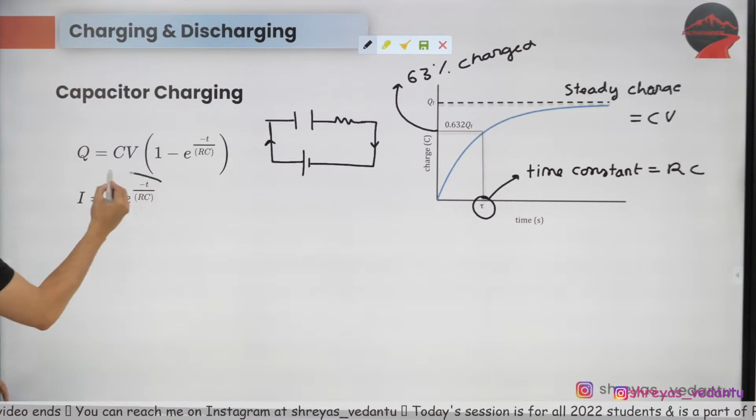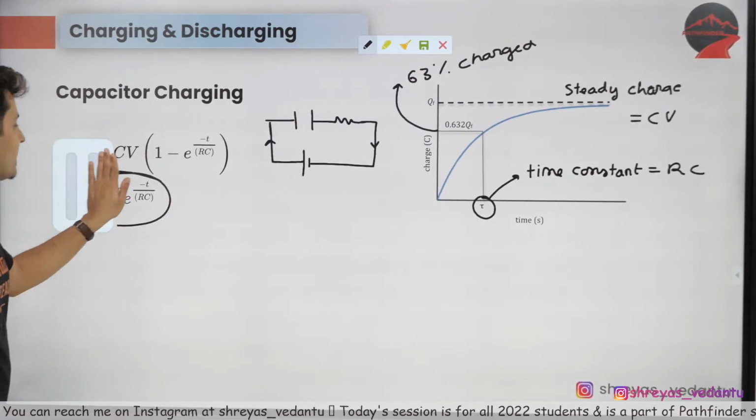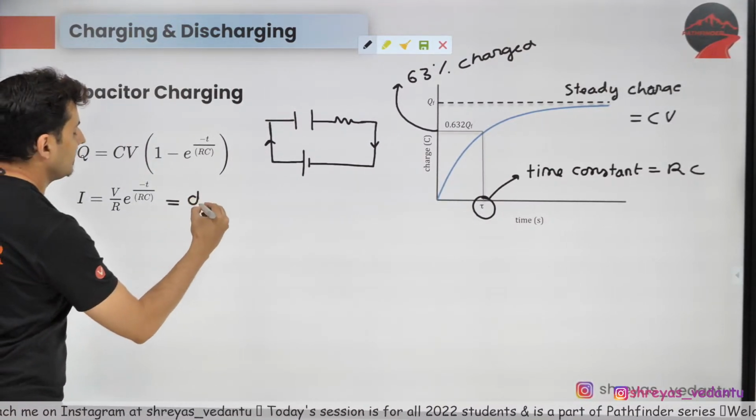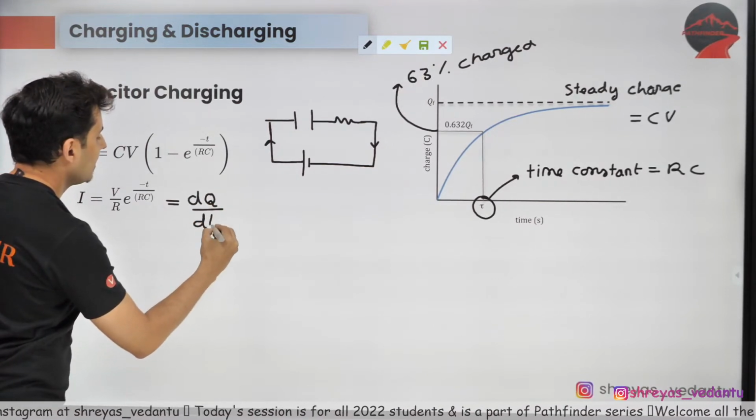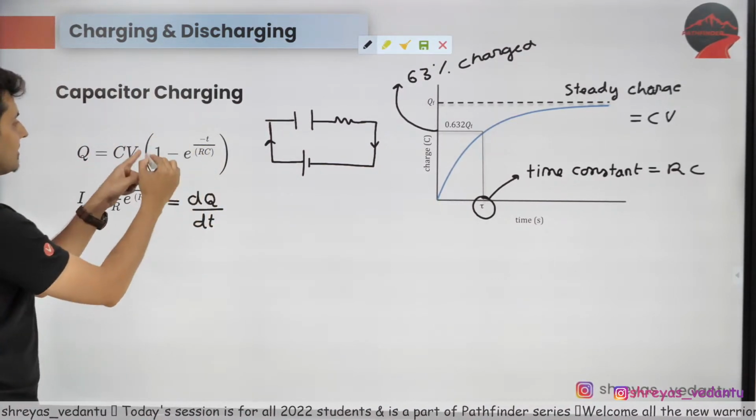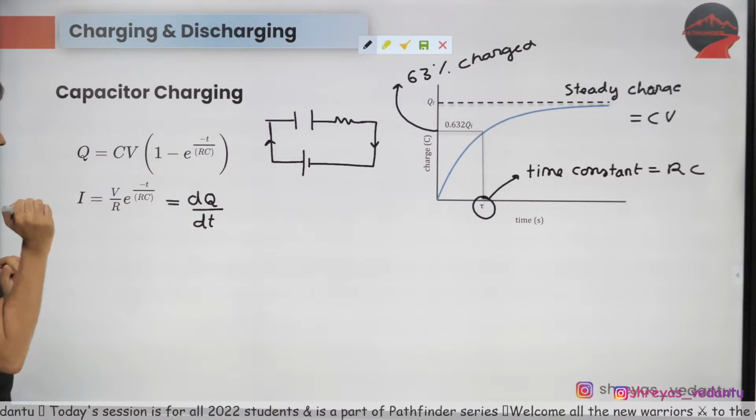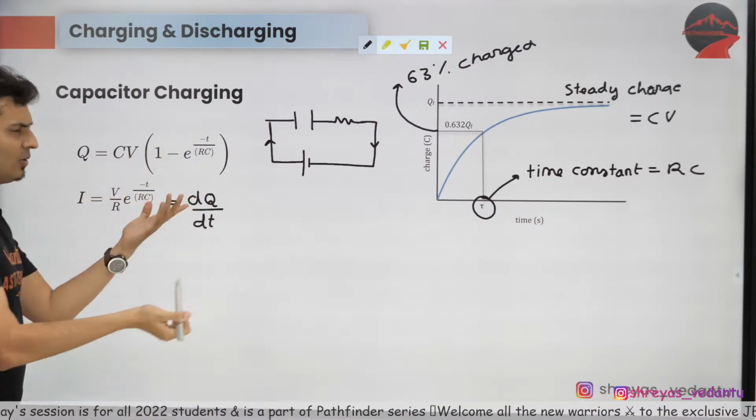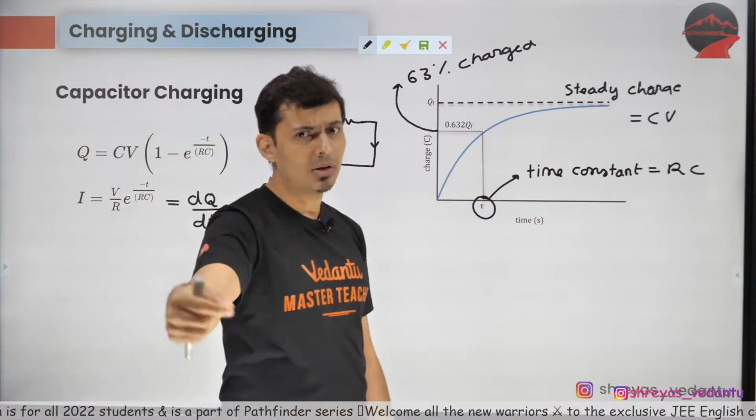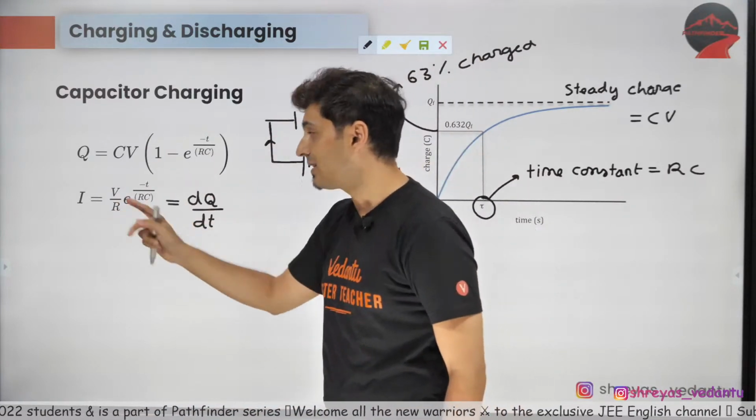Another thing, the current can be found out very easily. This current is, at the end of the day, dq by dt. So if you differentiate this equation, you will get this. If you are quick with derivatives, you can try it on pen and paper right away and you will see you get this equation.